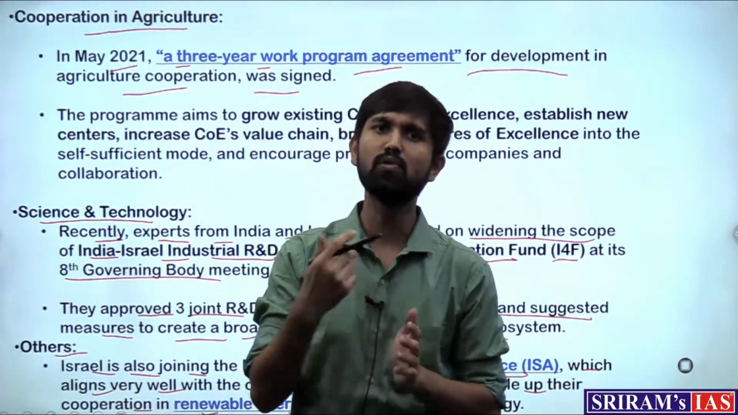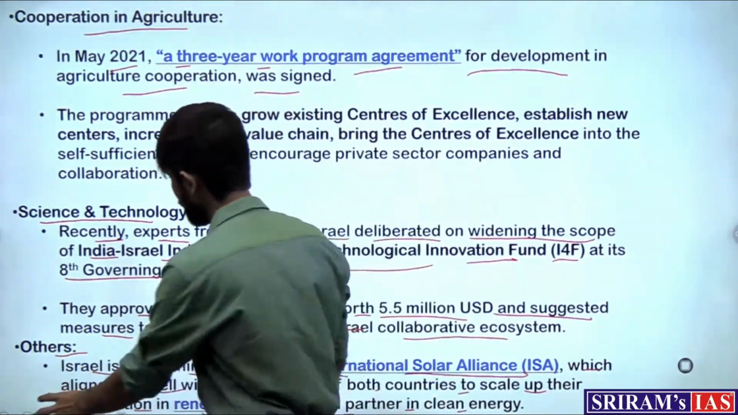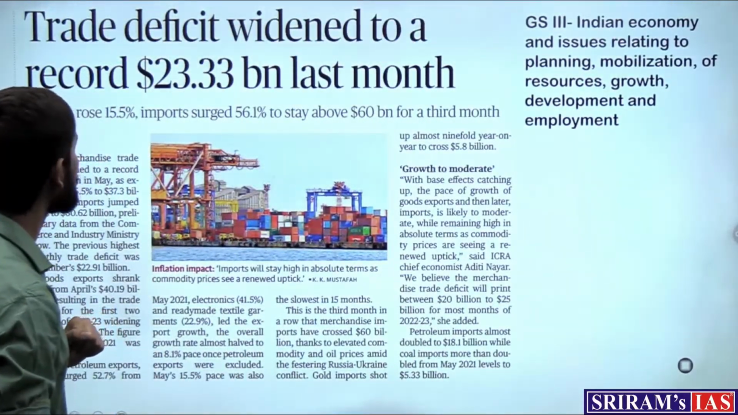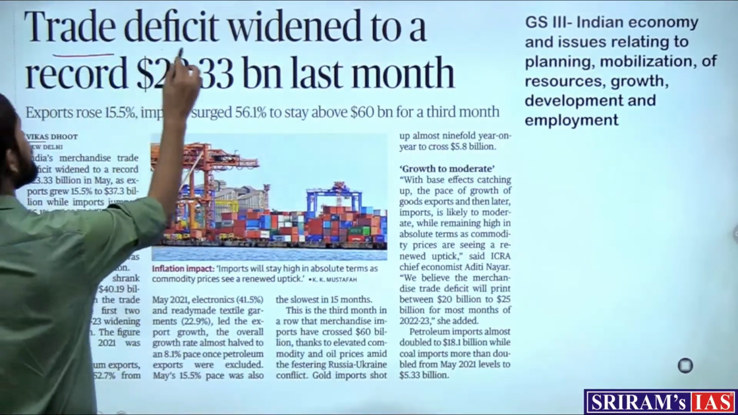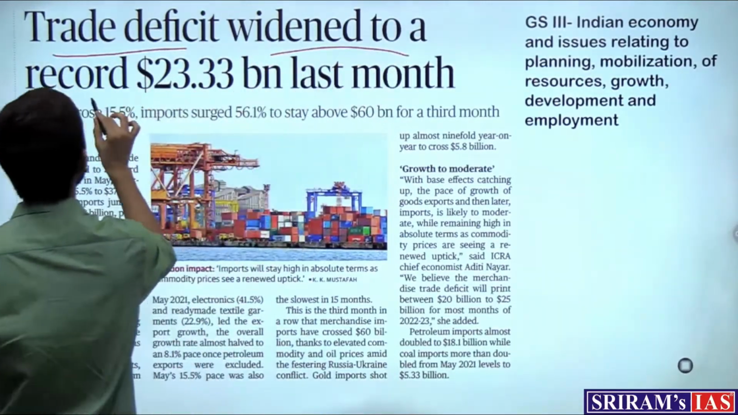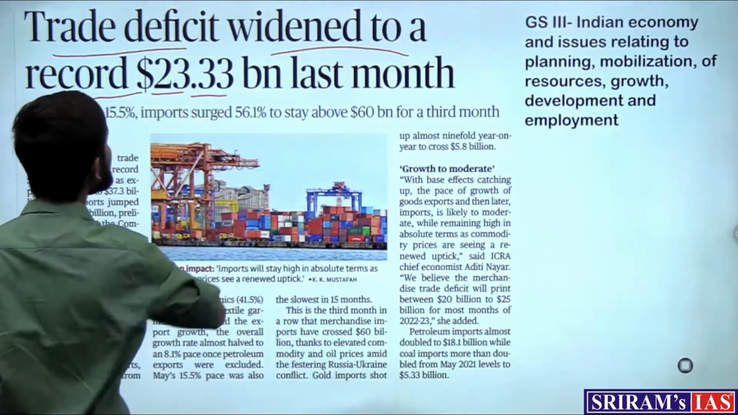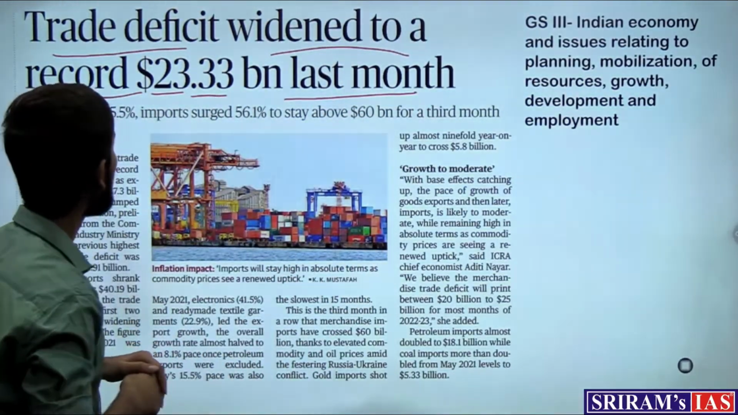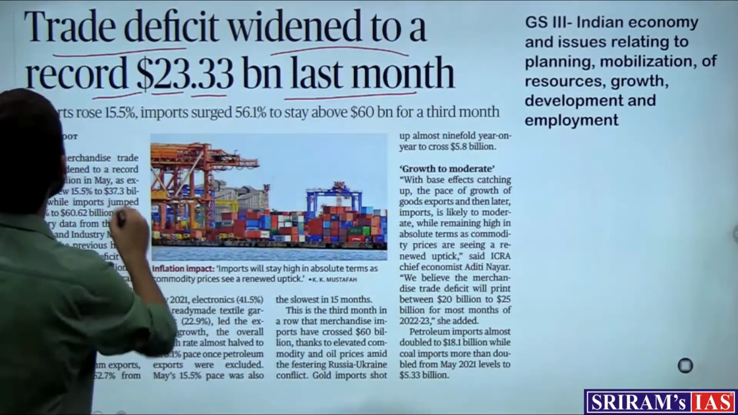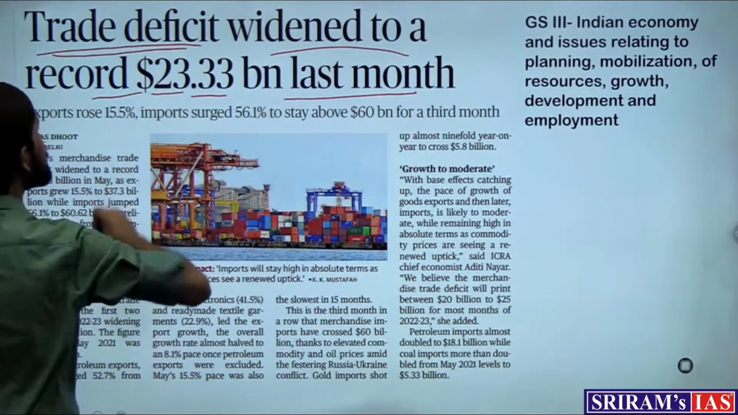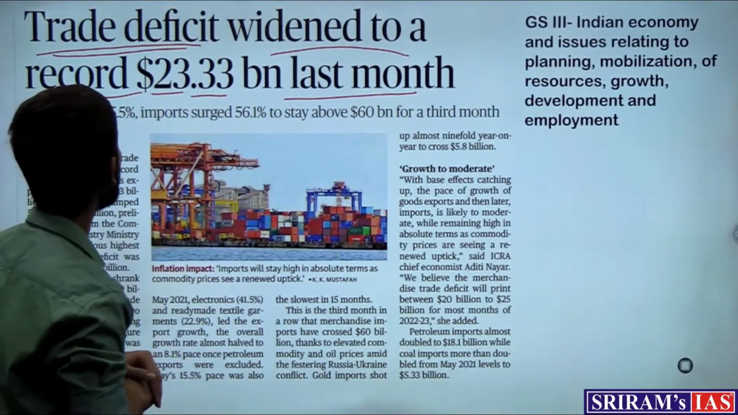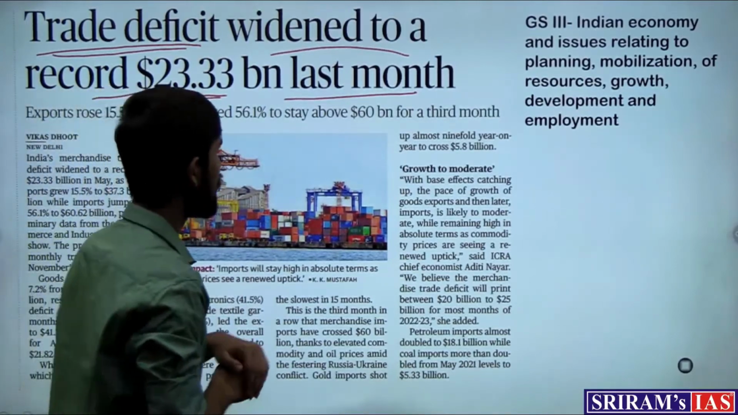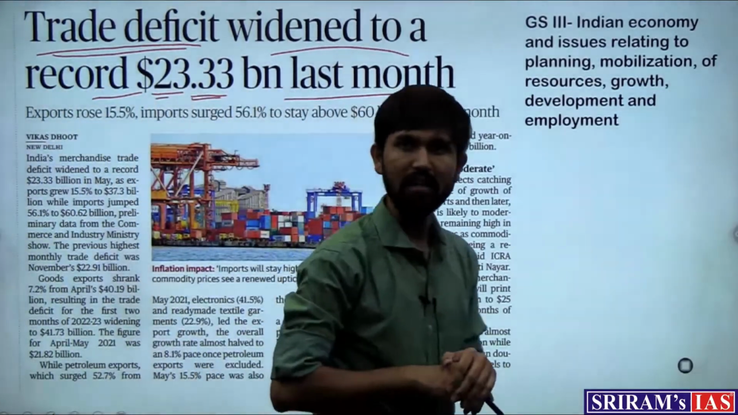With this, let's move on to our next article for the day. The next article which appears in the newspaper is: trade deficit widened to a record $23.33 billion last month. Now, this article talks about the trade deficit, which is widened to a record $23.33 billion last month. Now, what is important for us in this article?